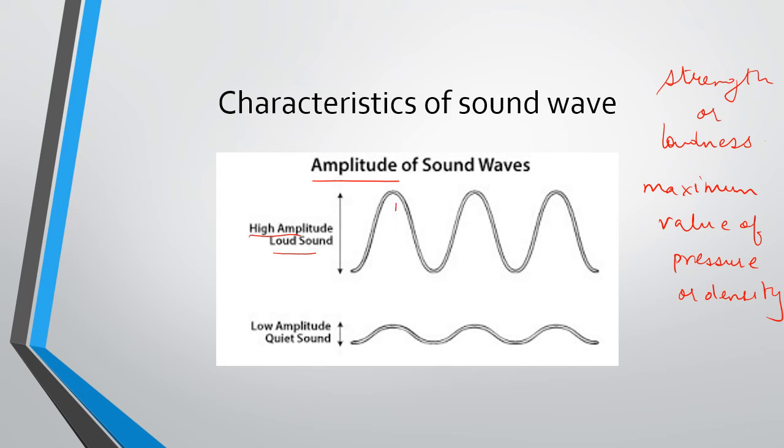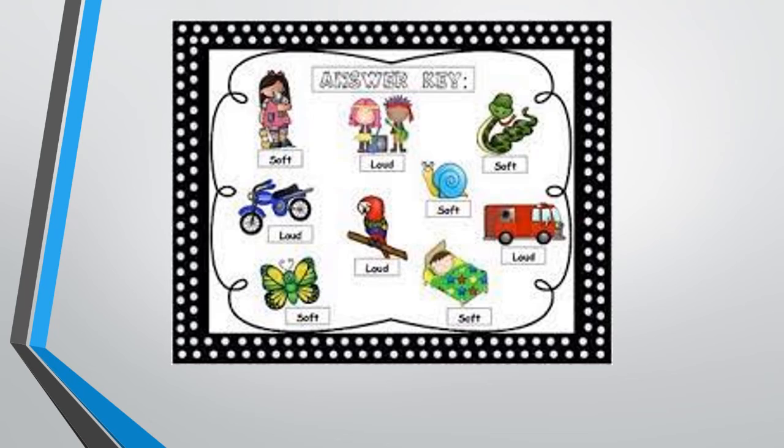So this is your amplitude. If your amplitude is high, the sound would be loud. Here the amplitude is low, the sound would be quiet. Okay, understood? What is amplitude? These are just some examples of soft and loud sounds.